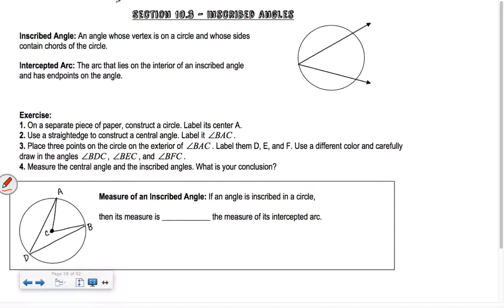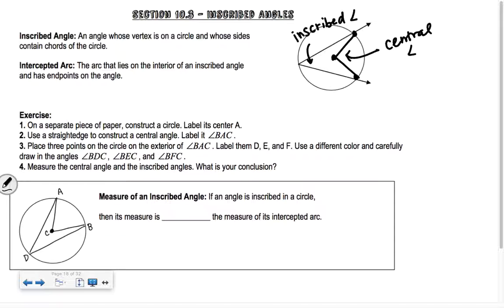Okay, this is something different. Do you guys see how this looks different than the central angle? A central angle was one that started on the center and went out here. Okay, this other one is going to be called an inscribed angle. So it's inside of that circle, and it touches along the edge of the circle. So this one is a central angle, and this one is an inscribed angle.